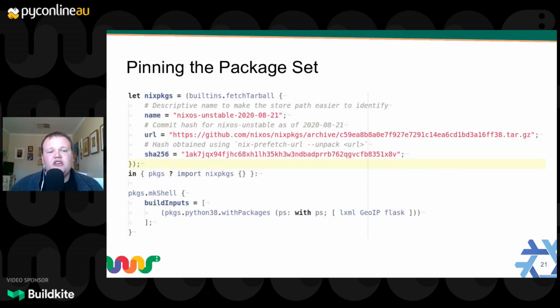For reproducibility, you can pin that package set. So if you want Nix packages from a specific date, you can go and look that up, get a commit hash from GitHub, and you can pin your packages so that you always get exactly the same packages every time you run this script.